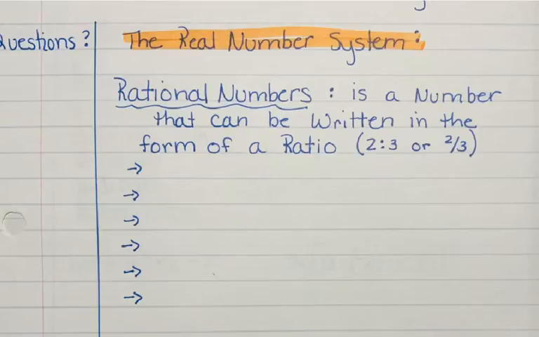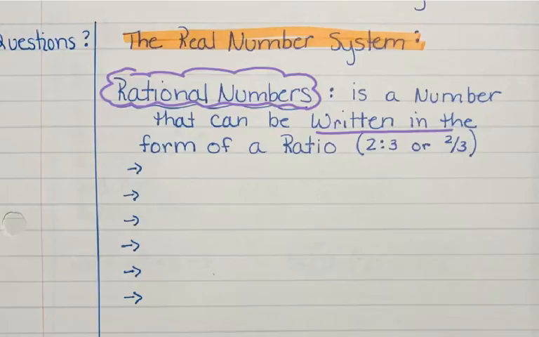Okay, so we are going to start with rational numbers. Okay, a rational number is a number that can be written in the form of a ratio, okay? We typically think of ratios with the colon, but a ratio is also a fraction. Okay, what kind of numbers does this include?